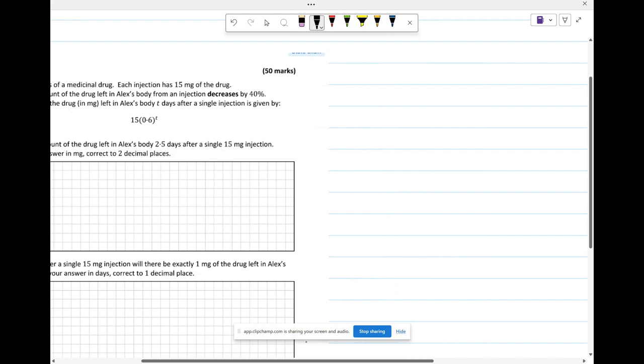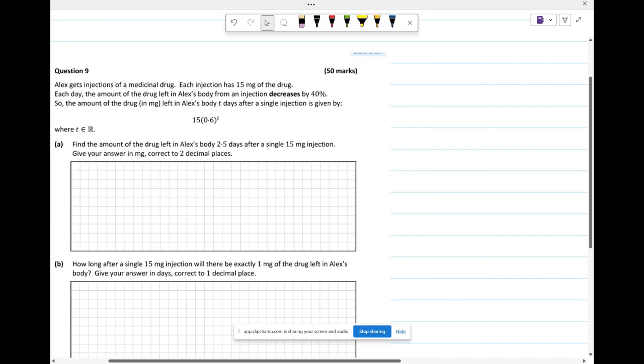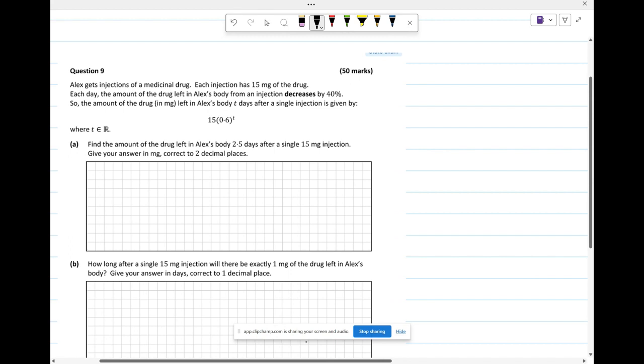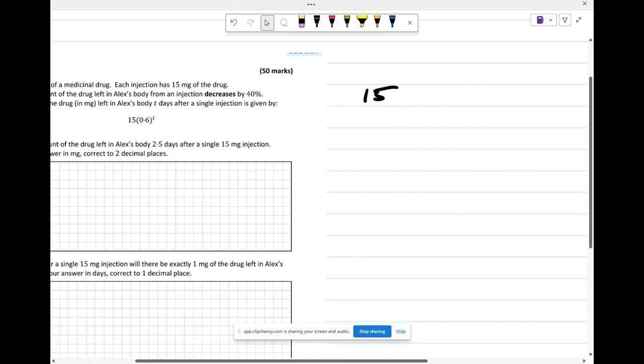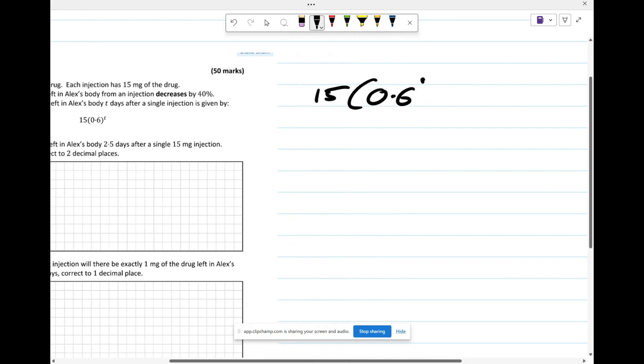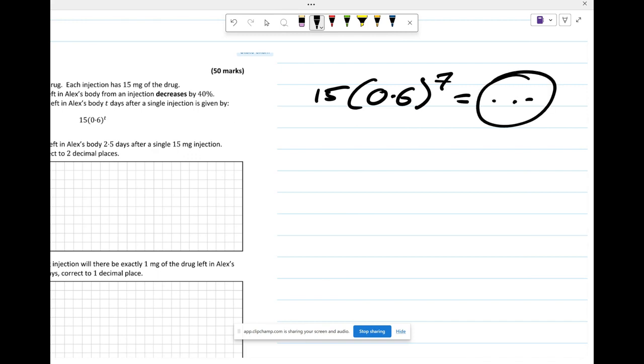So we inject Alex with an injection of the drug, so 15 milligrams of the drug. So we inject him with 15 milligrams, and then 7 days later, say, we multiply all this out and we'll get some kind of number, and this number here is how much drug is left in Alex's body.